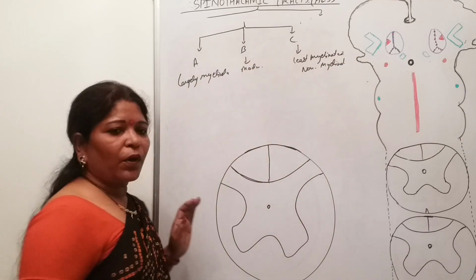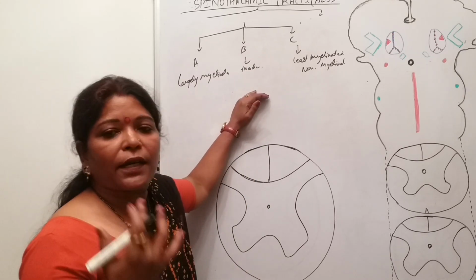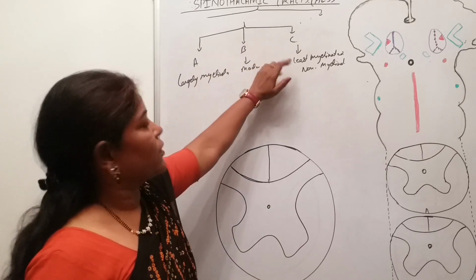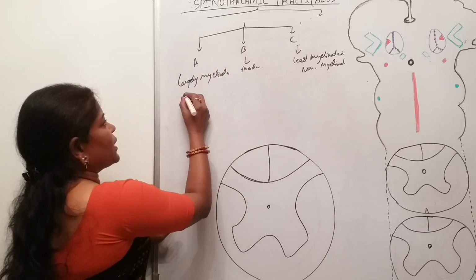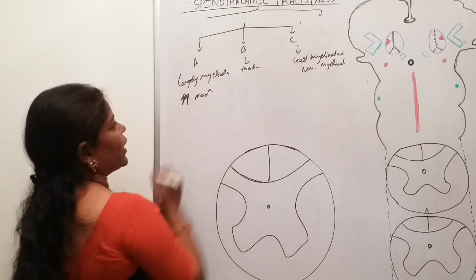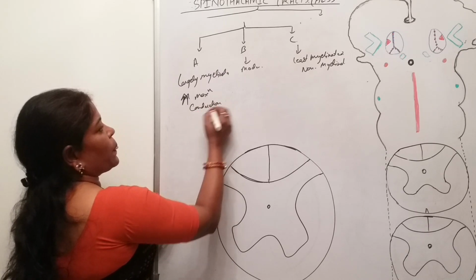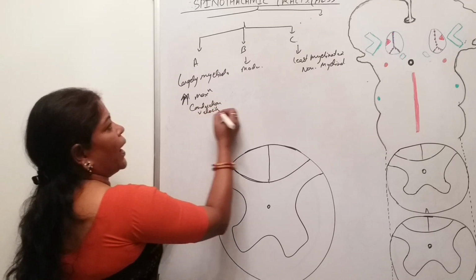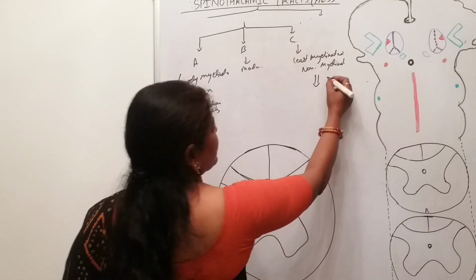So, depending upon the myelination and the diameters, the conduction velocity of these three types of fibers is also different. The conduction velocity is maximum in A fibers, and it is least in the C fibers.